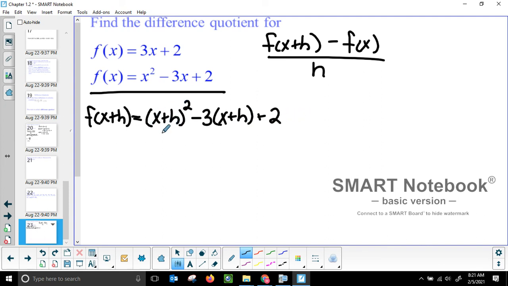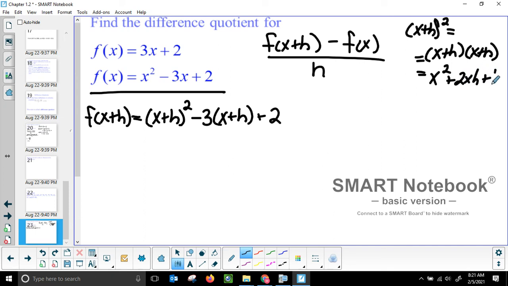A lot of students make the mistake here of saying that this is x squared plus h squared. We do have to be careful. X plus h squared is really equal to x plus h times x plus h. And when we distribute that, we actually end up getting x squared plus 2xh plus h squared. So this is x squared plus 2xh plus h squared. Then I can distribute this negative 3, negative 3x minus 3h, and then I have plus 2.